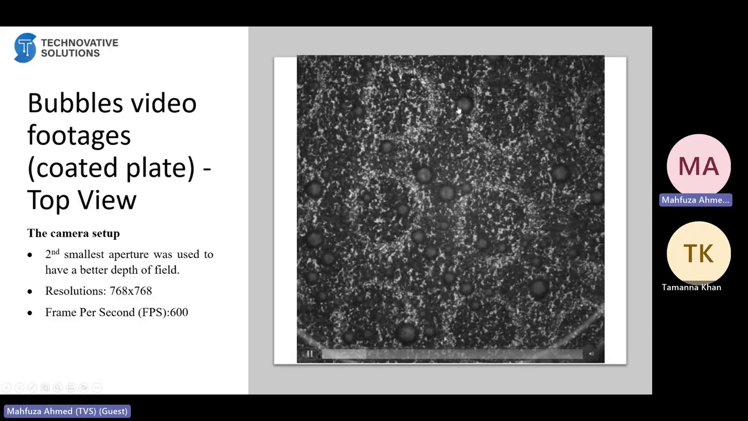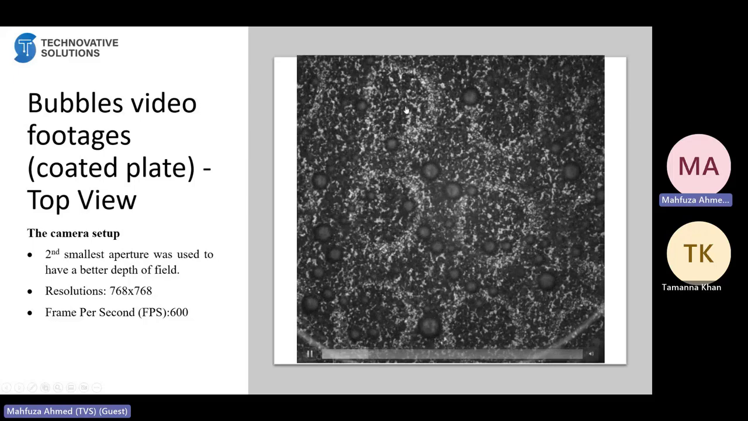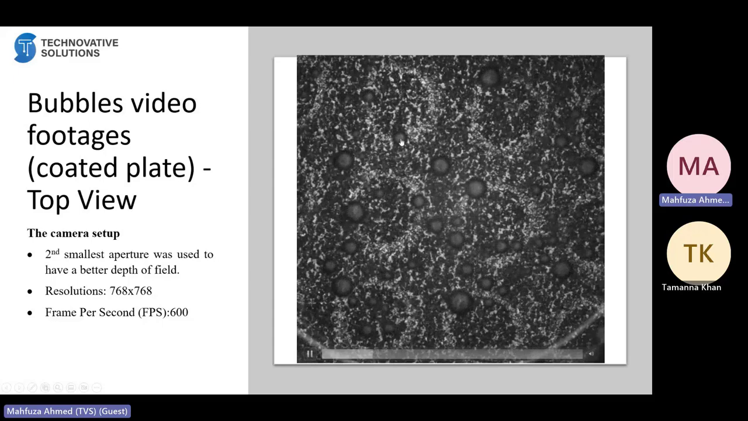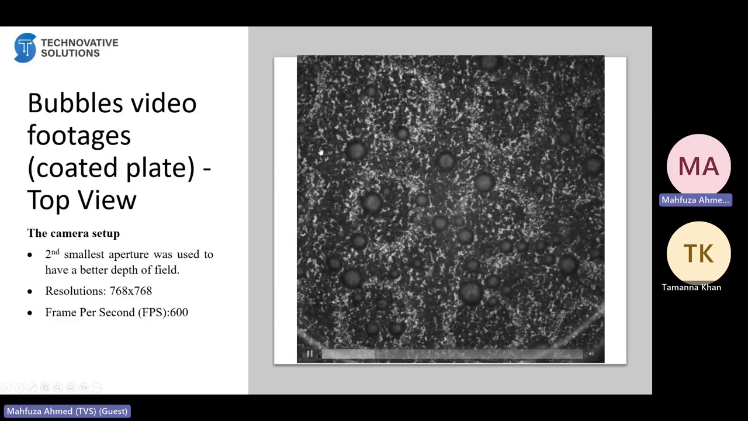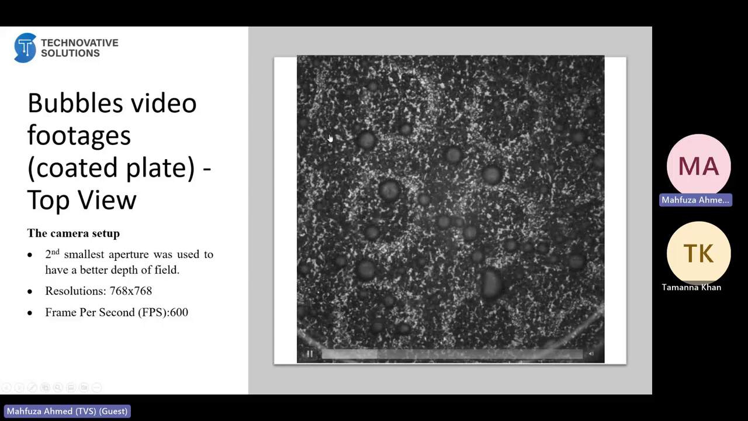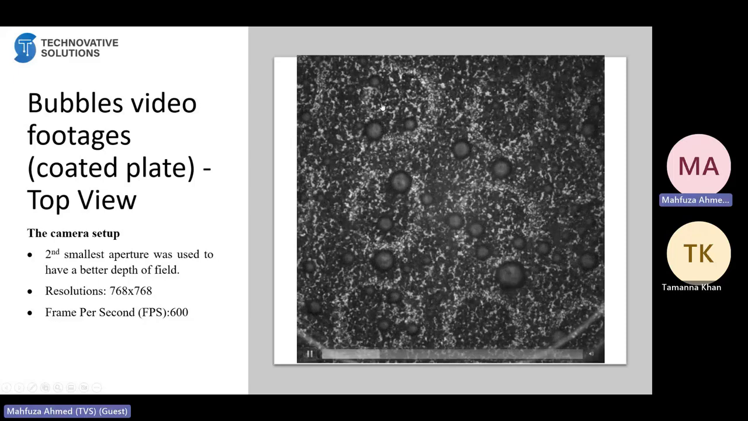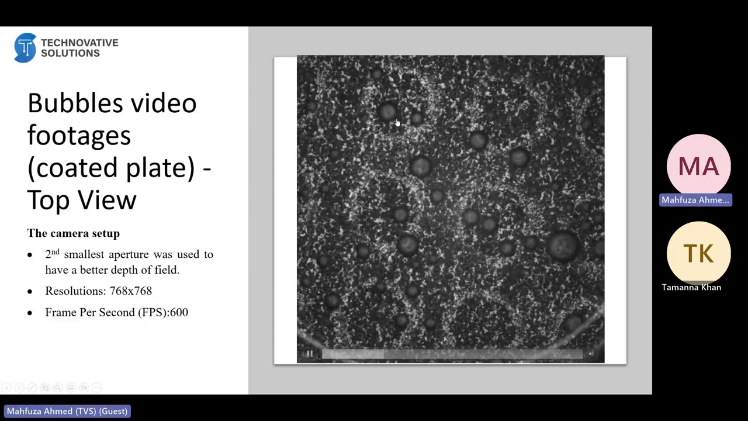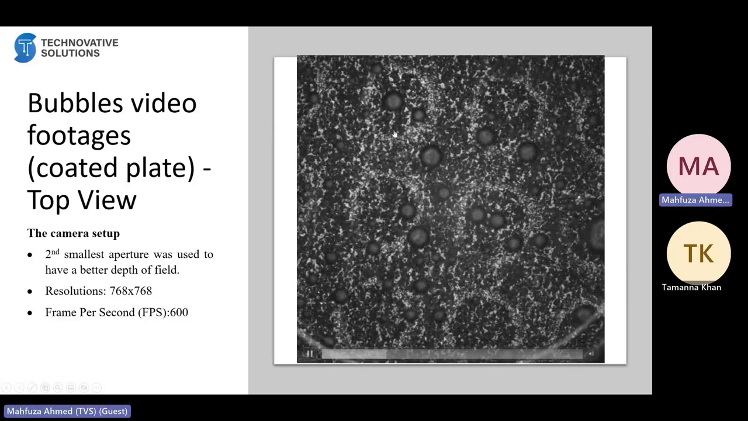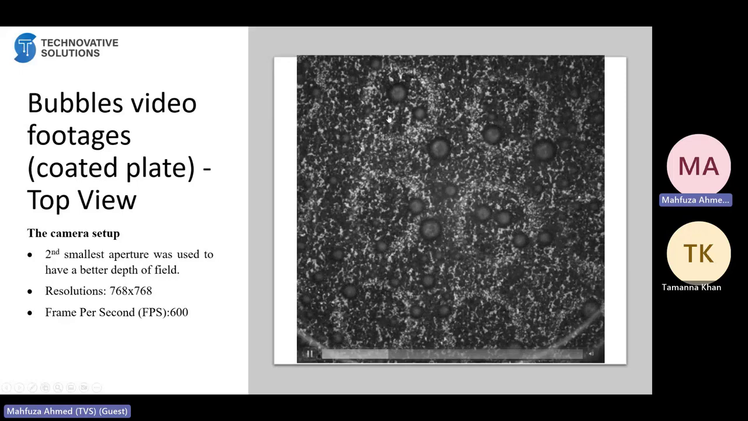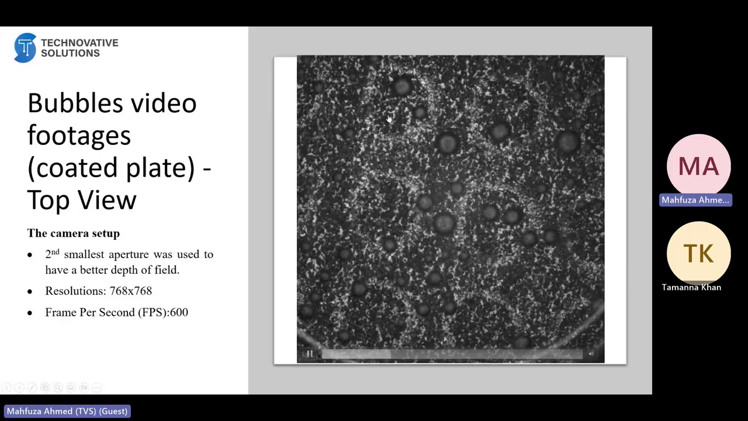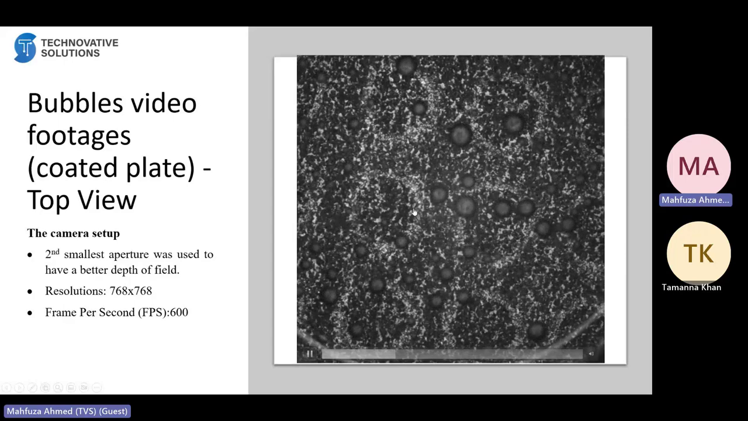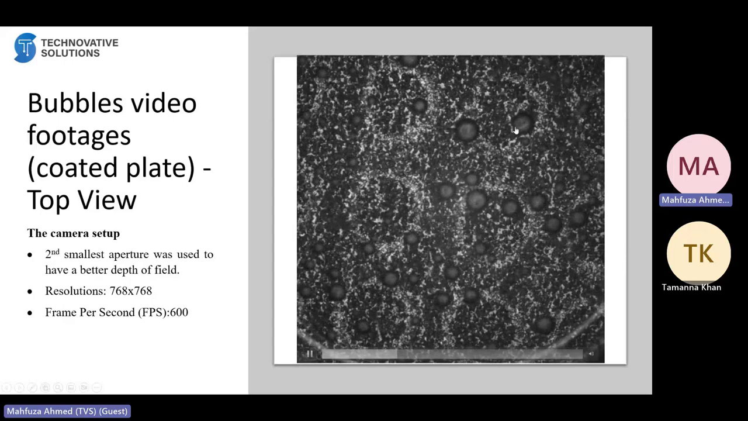The color of the bubbles and the color of the coating pattern are almost identical, and specifically the smaller bubbles. You see that the size and the color of the smaller bubbles are pretty much similar to the color and the size of the coating beads here. You see the coating beads here. So they are pretty much similar. Therefore, we are clearly seeing the absence of contrast between the bubble and the rest of the image.